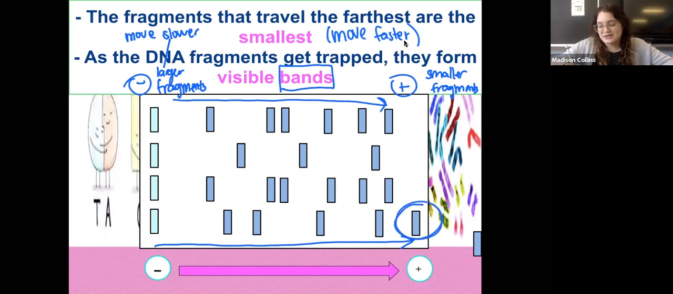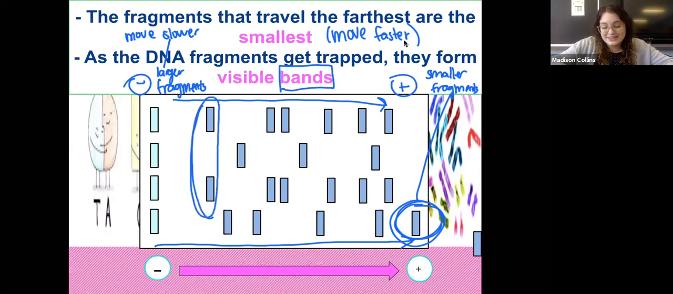This right here is going to be our smallest fragment, right? It has traveled the farthest distance and it's also moved the fastest. But now, where are our larger fragments again? Well, these are going to be our larger fragments right here. They did not move quite as far. They move a little bit slower and they got stuck pretty early on. So everything in between is going to be pretty much just a medium-sized fragment, right?